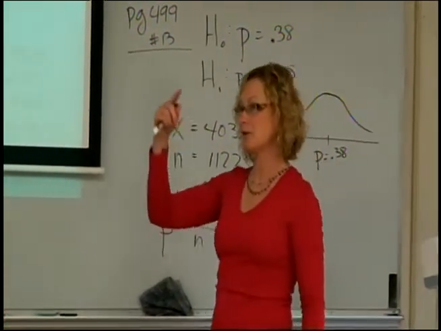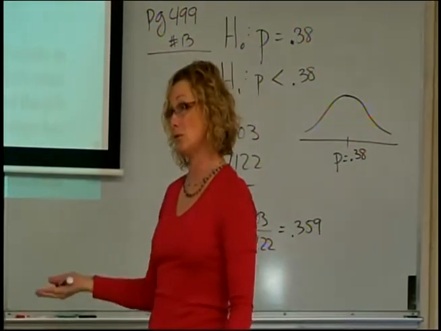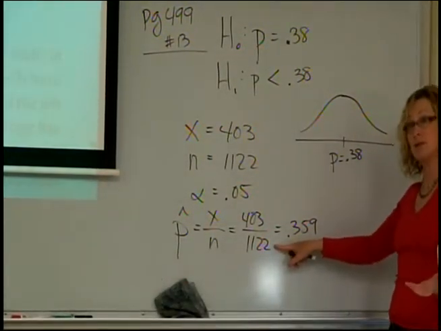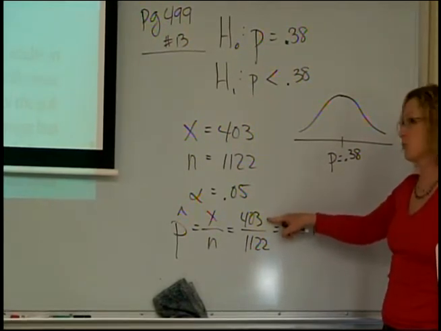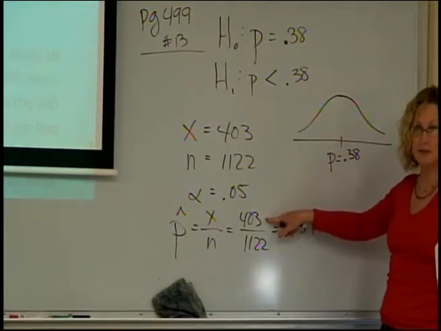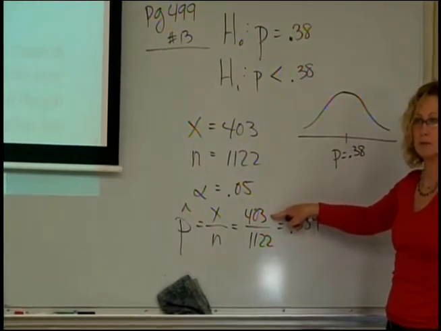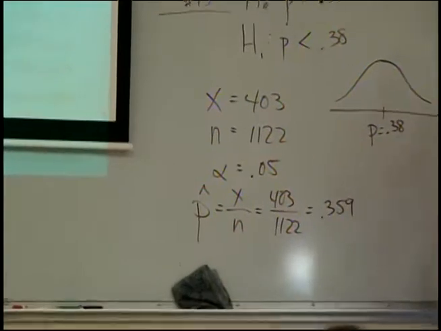It comes from a binomial. It's like how many successes in those N trials. So out of our 1122 people or families surveyed, 403 of them answered that their family eats dinner together 7 nights a week. Do you guys follow? Does that make sense? Everybody okay? All right, good.